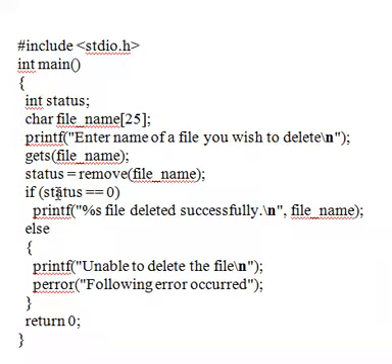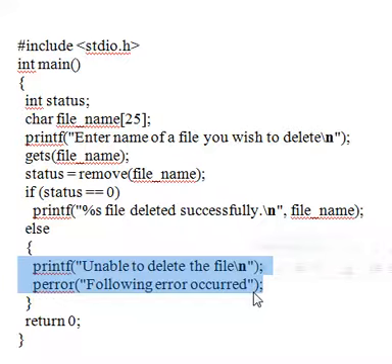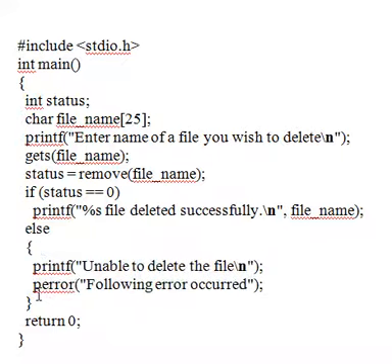If status is non-zero, then the condition is false, so go to else part, and I am printing this: unable to delete the file, following errors occurred. Okay, next return 0, it comes out of the program.